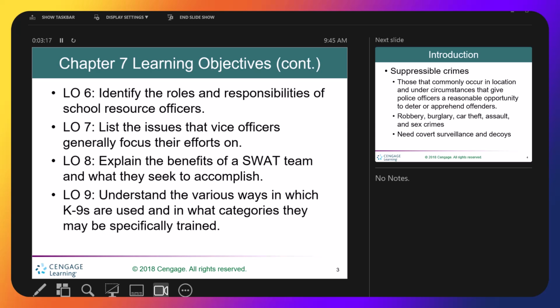Identify the roles and responsibilities of school resource officers. List the issues that vice officers generally focus their efforts on. Explain the benefits of a SWAT team and what they seek to accomplish. Understand the various ways in which canines are used and in what categories they will be specifically trained.